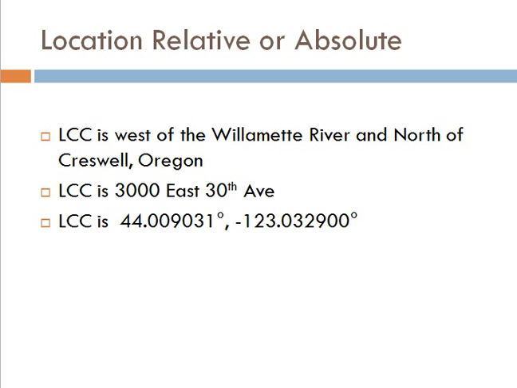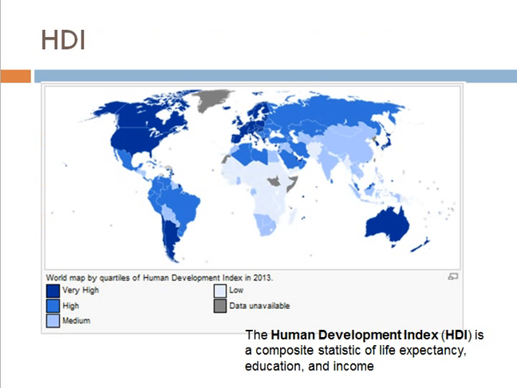Absolute location would be the address. So the address is hard and fast for Lane. Doesn't matter where I'm standing or where I'm coming from. The address is the same. And latitude and longitude is another way that I can give you absolute location, or Universal Transverse Mercator UTM coordinates. So we'll talk a little bit more about that, but I want you to be able to think about describing places using relative or absolute location.